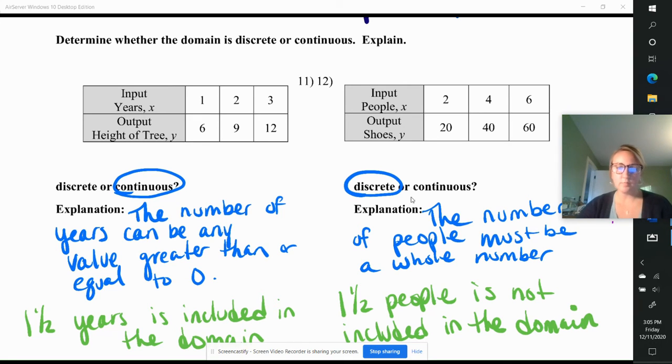Okay, so if your domain can include fractions or parts, it's continuous. If it's just whole numbers, it's discrete. If the graph just graphs specific values or specific data points, it's discrete. If it's a continuous line, then it's continuous.